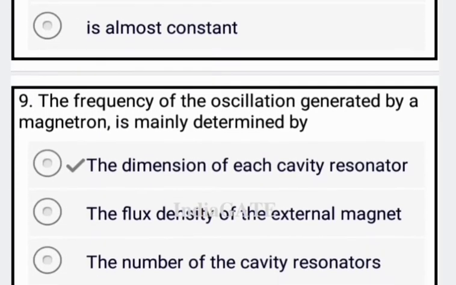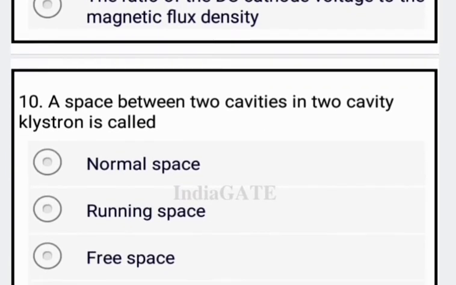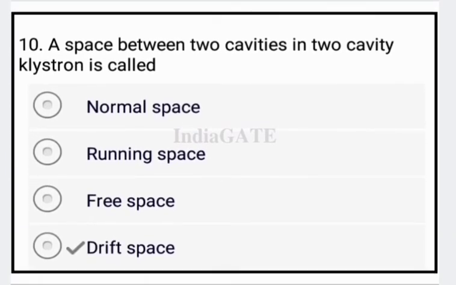Next question, the frequency of the oscillation generated by a magnetron is mainly determined by the dimension of each cavity resonator. So option A is your correct answer. Next question, the space between the two cavities in a two cavity klystron is called the drift space. Option D is your correct answer.